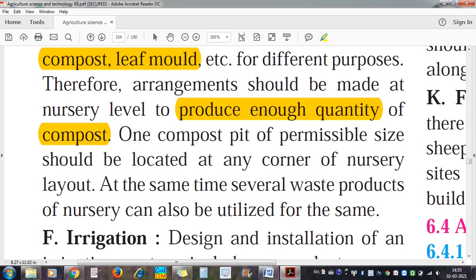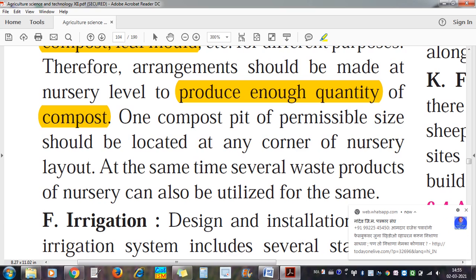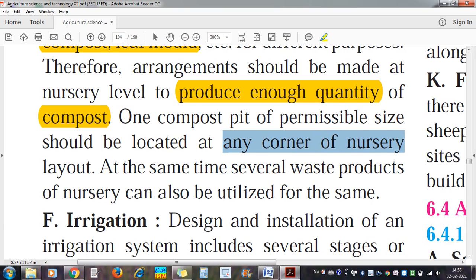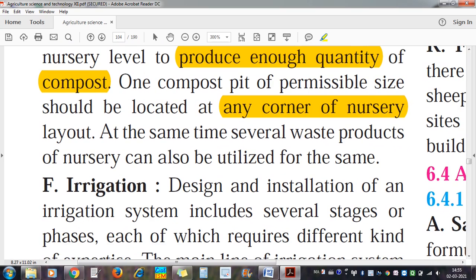So this should, as far as possible, be located at any corner of the nursery. And why should it be in a corner? Because it may give some foul smell. It may not be liked by the customers visiting over there, and several waste products are to be dumped in the nursery.